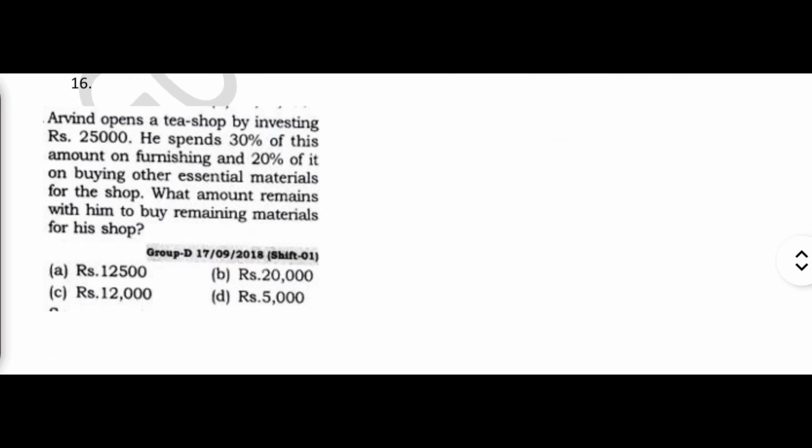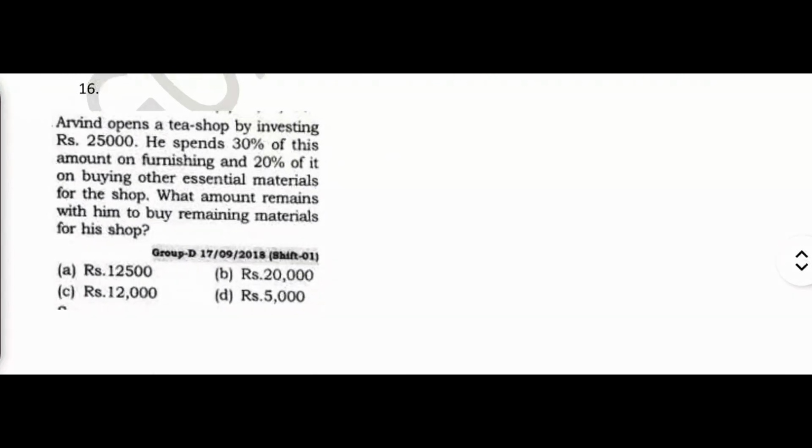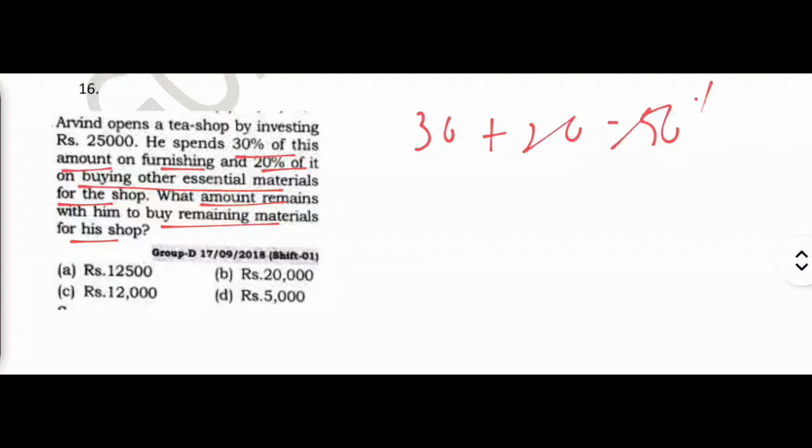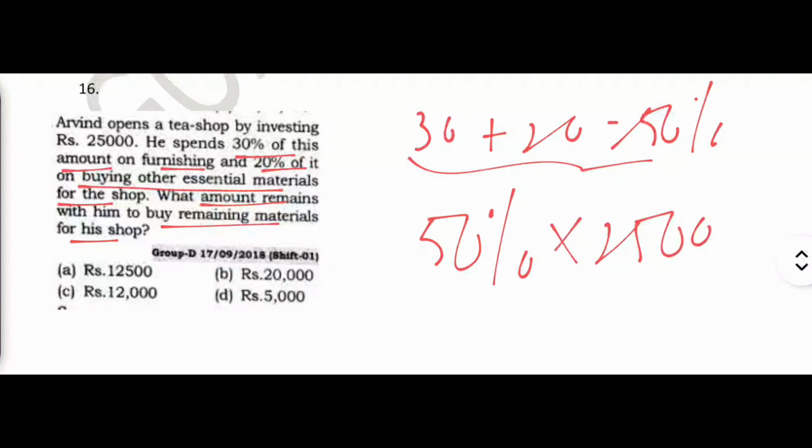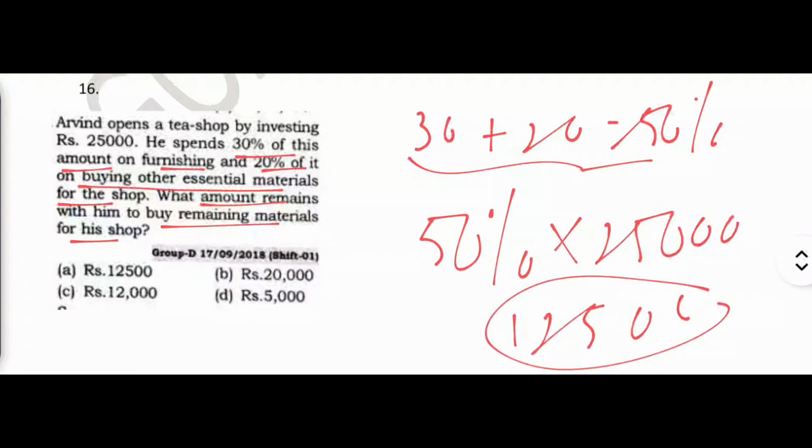Arvind opens a tea shop by investing rupees 25,000. He spent 30% of the amount on furnishing, 20% of the amount on buying essential materials. What amount remains with him to buy the remaining materials? See guys, 30% he spends on furnishing, 20% he spends on other materials, which is 50%. If 50% he has already used, what remains with him is 50%. So they are asking 50% of 25,000, which is nothing but 12,500. Common sense.